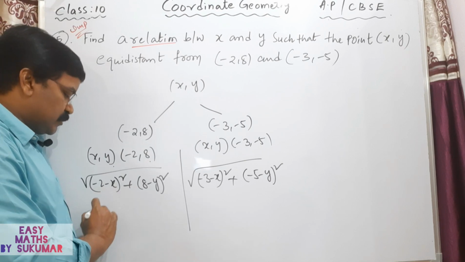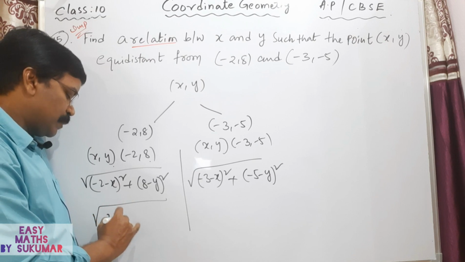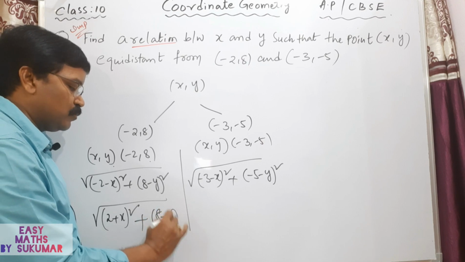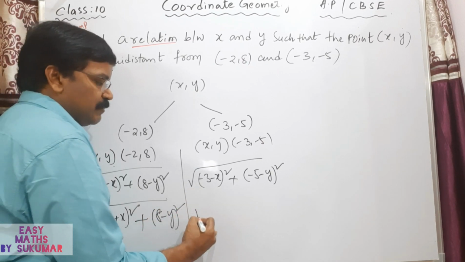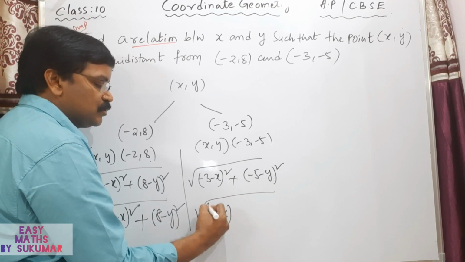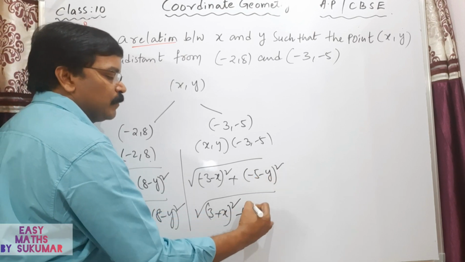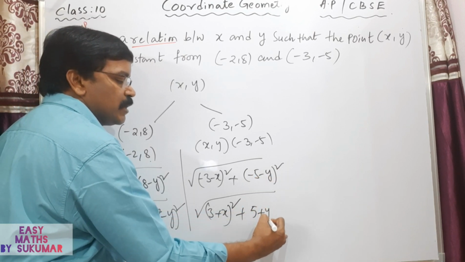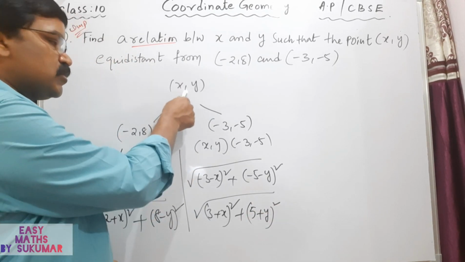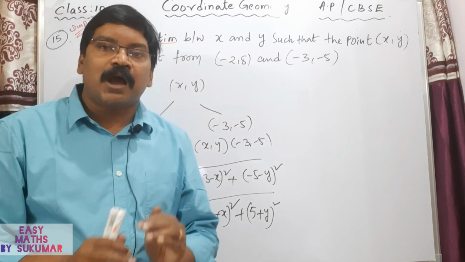See, if you observe here, this -2 minus x, if you take minus common, it will become (2 plus x) whole square, plus (8 minus y) whole square. Even here also, -3 minus x, if you take minus common, that is (3 plus x) whole square. Here also same, -5 minus y, that means (5 plus y) whole square. So according to the problem, the distance between (x, y) and (-2, 8), and (x, y) and (-3, -5) are equal.